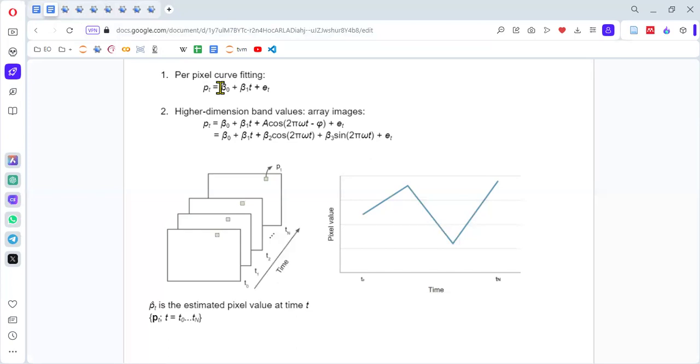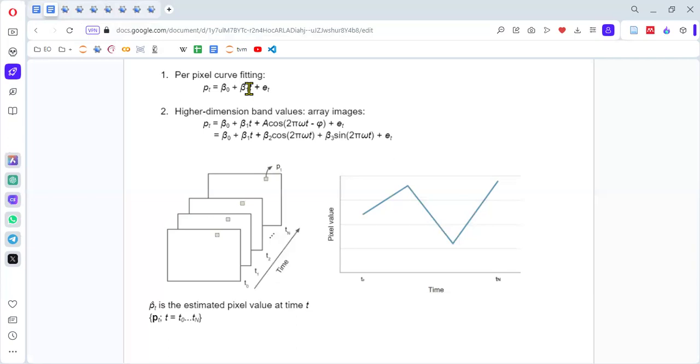We also have this beta sub 1 t, and this is the slope coefficient. So it indicates the rate of change of the dependent variable with respect to time t. So if beta 1 is positive, P sub t will increase, and if beta 1 is negative, P sub t decreases as t increases. And this t is itself the independent variable that represents the time, and as time progresses, t takes on values such as 1, 2, 3, and so on.